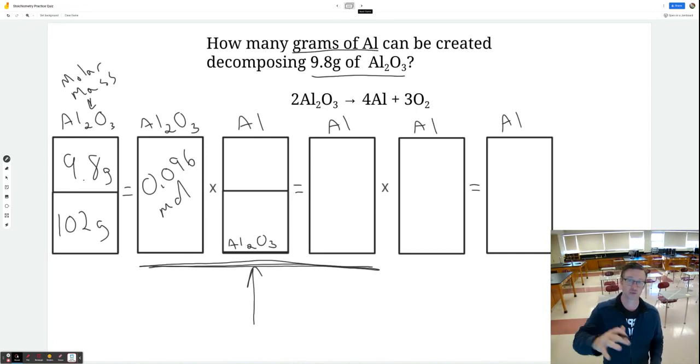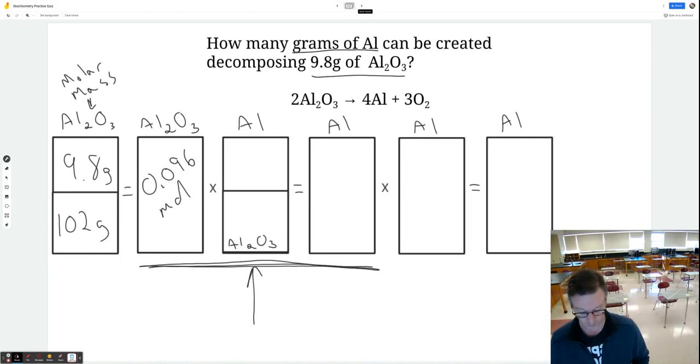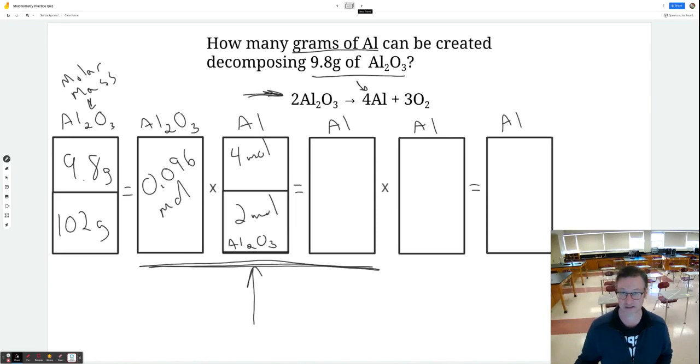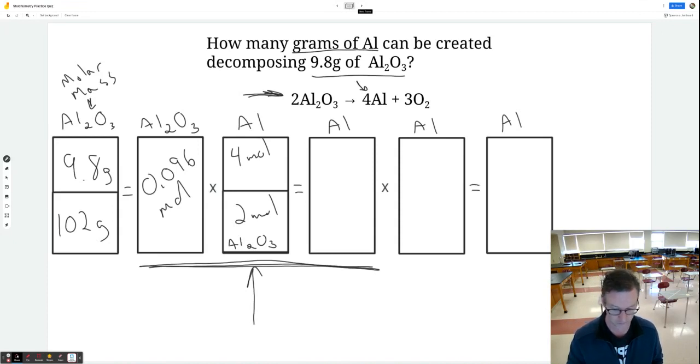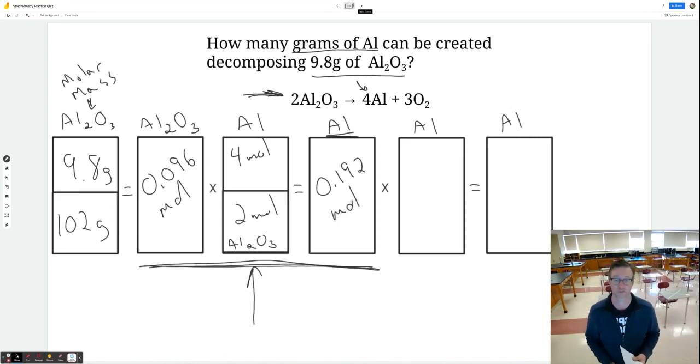Now we can use the mole ratio to bridge over to the unknown. We're building a bridge to the unknown here. So the coefficients, again, coming from the equation, our unknown is aluminum. The coefficient of the aluminum is 4. And then on the bottom is the coefficient of what we were given, which was the aluminum oxide. So now we multiply 0.096 times 4 over 2, which is really multiplying it times 2. Right? 4 over 2 is 2. So 0.096 times 2 is 0.192 moles of, now we're talking about aluminum.